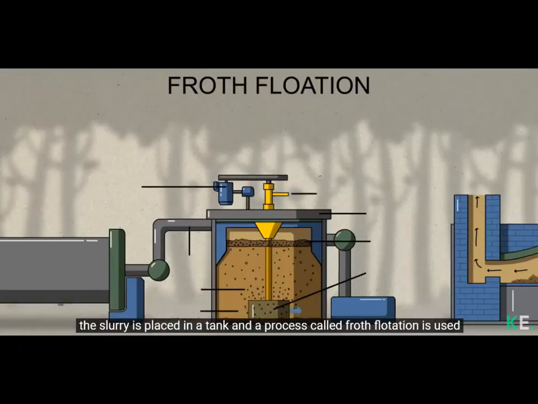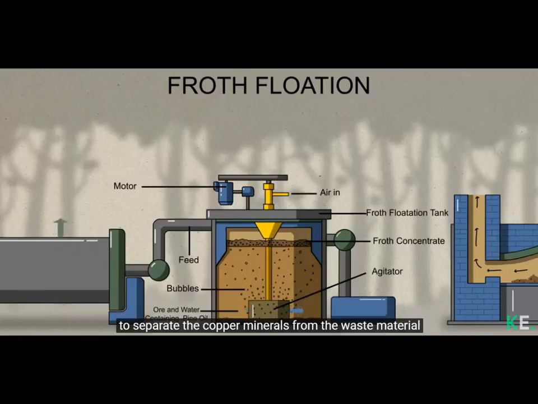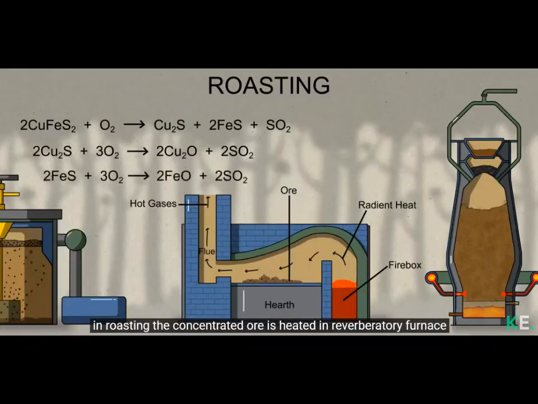Step 3, froth flotation. The slurry is placed in a tank, and a process called froth flotation is used to separate the copper minerals from the waste material. The concentrated ore is heated in a reverberatory furnace by passing excess of air.